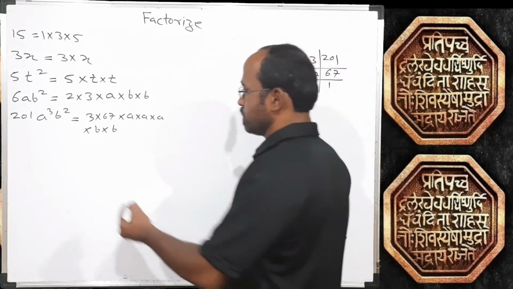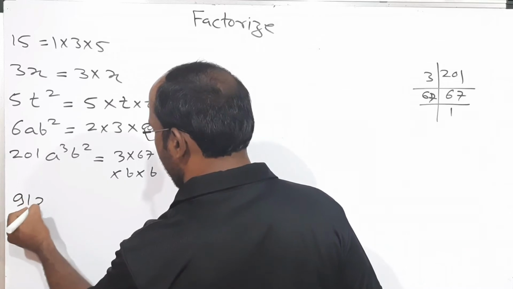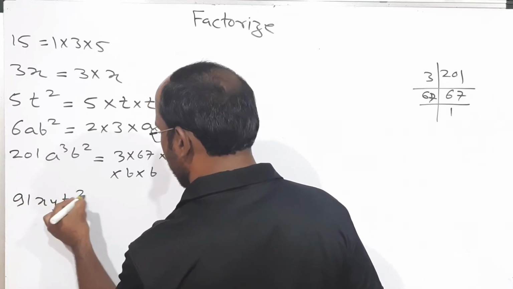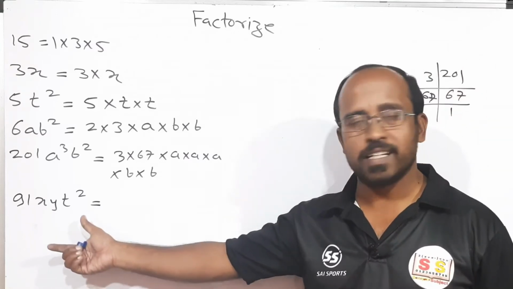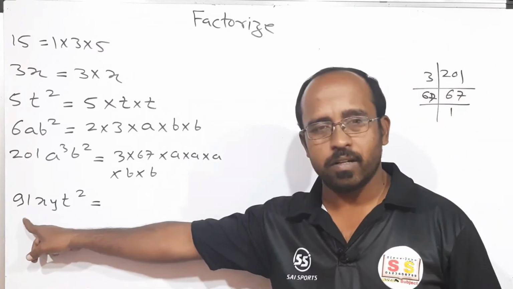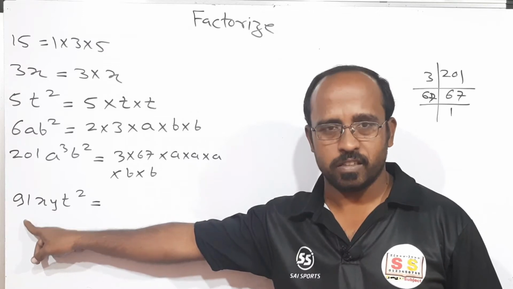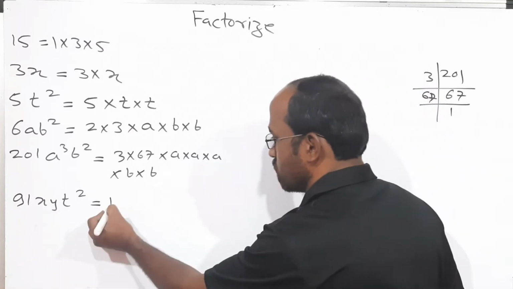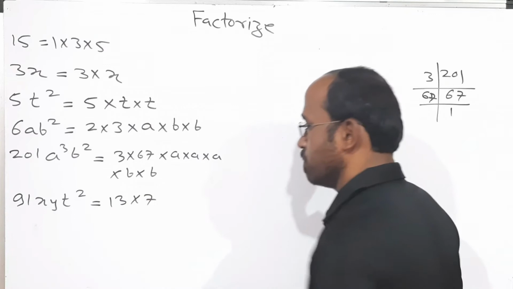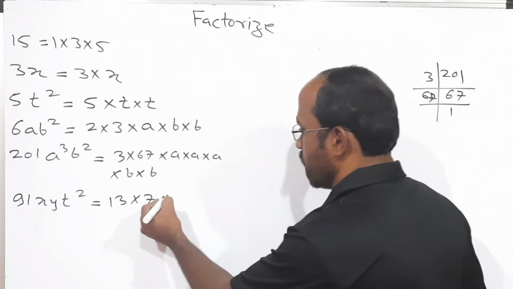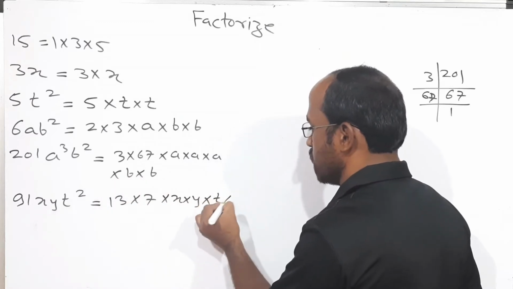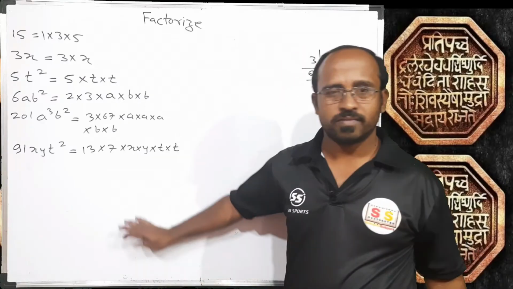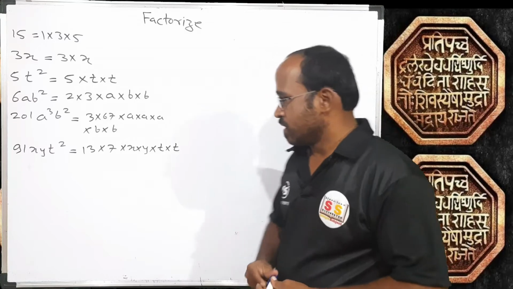Suppose the example is 91 x y t square. Just enjoy the easiness of the problems. 91, it's in the table of 13. 13 sevens are 91. So that is 13 multiplied by 7, both of which are prime numbers. Multiplied by x, multiplied by y, multiplied by t square means t into t. How easy it is, huh?